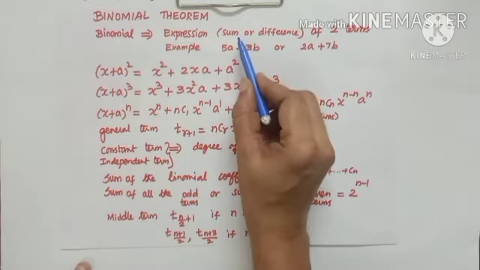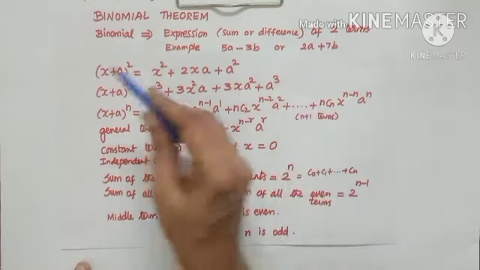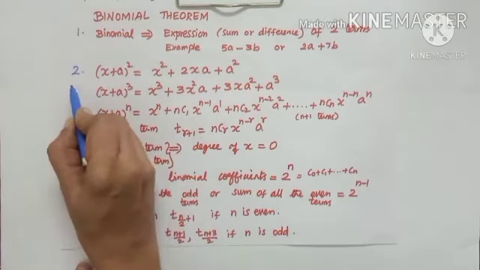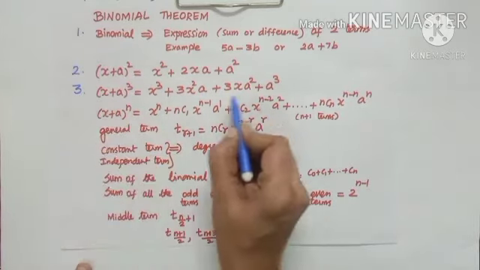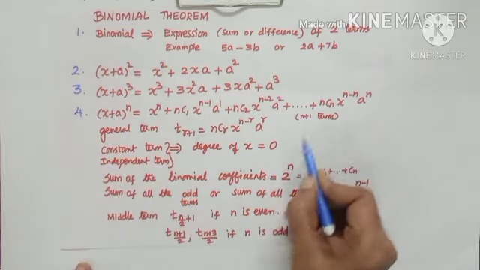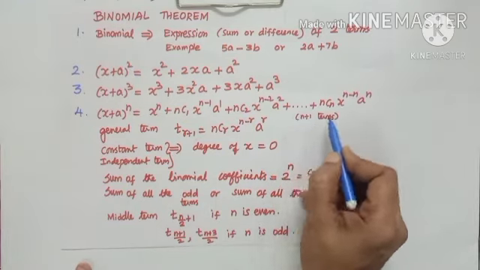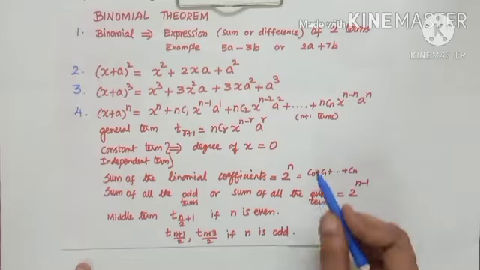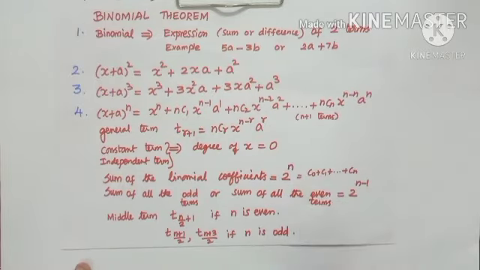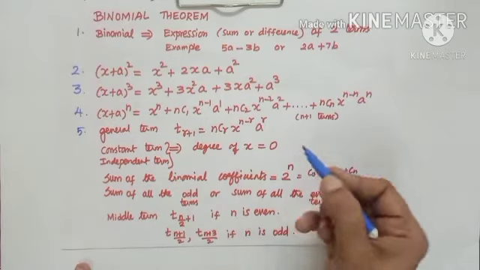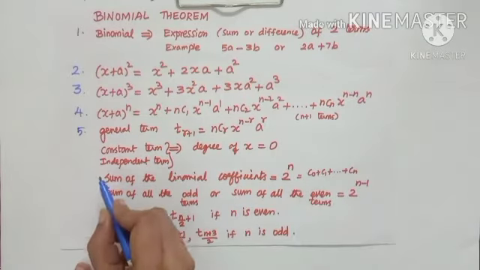Binomial sum or difference of two terms. First formula, second, we already know (x plus a) the whole square, (x plus a) the whole cube, and now we are learning (x plus a) power n. There are n plus 1 terms. These things will come under objective type questions, so we must be thorough with these terms. The general term formula we will use in almost all the exercise problems.